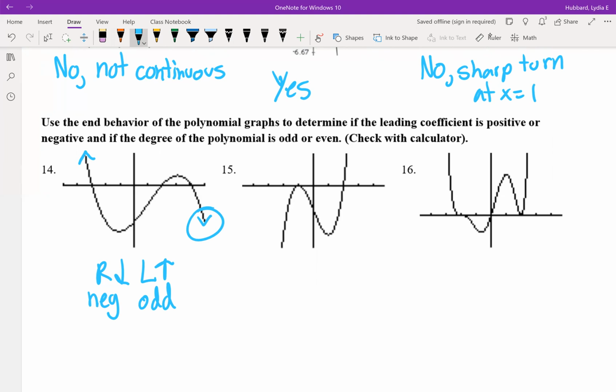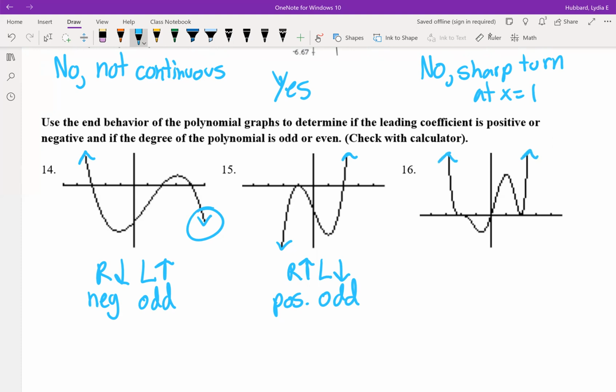Okay. In our second one, we have the right side is going up and the left side is going down. So again, that right side going up is telling us that the leading coefficient is positive. And again, the left side is doing the opposite of the right. So it's going to be an odd degree because it's doing the opposite.